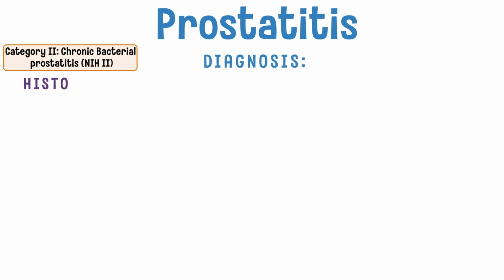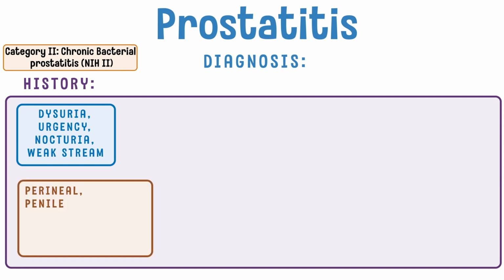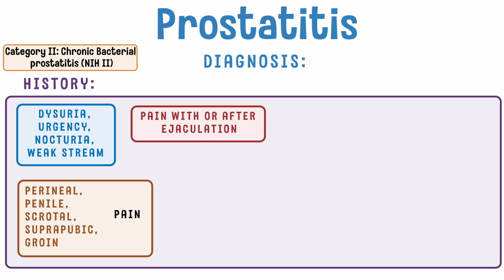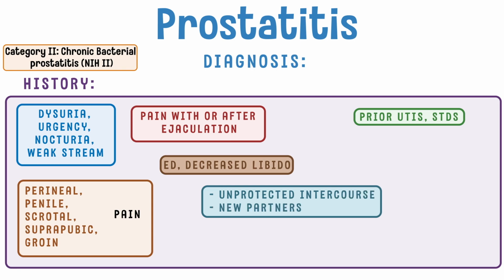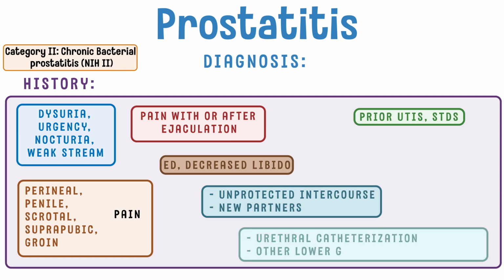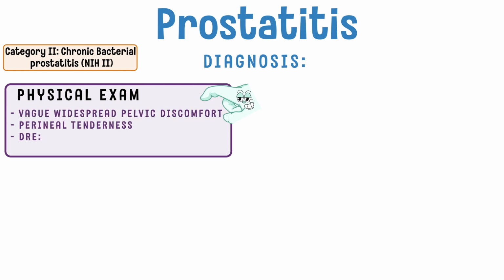Diagnosis involves first history. Symptoms such as dysuria, urgency, nocturia, and weak stream. Perineal, penile, scrotal, suprapubic or groin pain, and pain with or after ejaculation. Erectile dysfunction, decreased libido, prior UTIs or STDs, unprotected intercourse or new partners, or urethral catheterization or other lower genitourinary surgery. In physical examination, examination of the genitalia may reveal vague widespread pelvic discomfort.